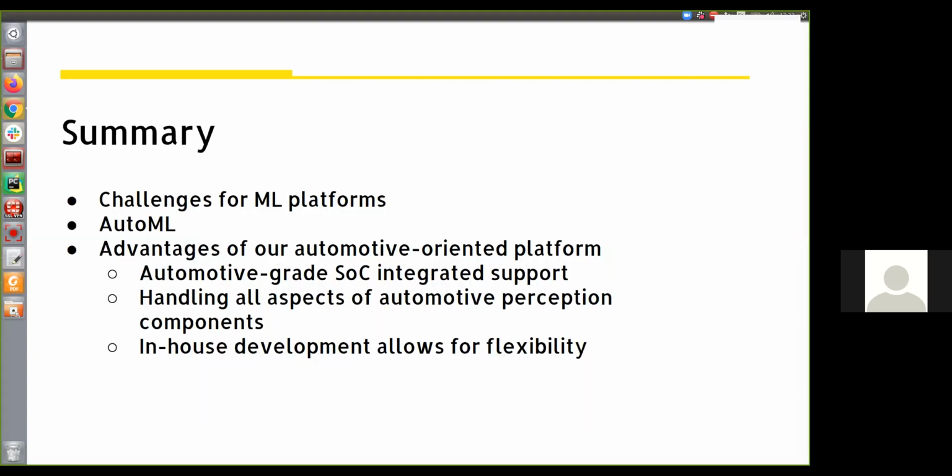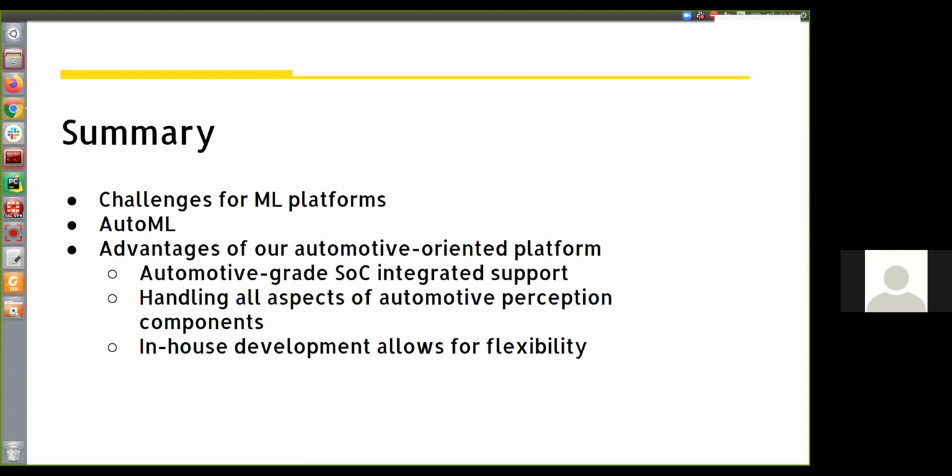Summarizing what we've talked about, we discussed the challenges facing machine learning platforms, including the data pipeline and the unique hardware constraints. We discussed the future of machine learning platforms in regards to automation, including some of these advanced capabilities that are already built into the platform. And we've outlined the advantages of our platform, which is geared specifically towards the automotive industry. Support for the hardware needs and constraints is integrated into the platform, and the various software components that are combined together to make up the holistic software solutions that are required. Finally, being developed in-house means it's very flexible in helping us do what we do best.